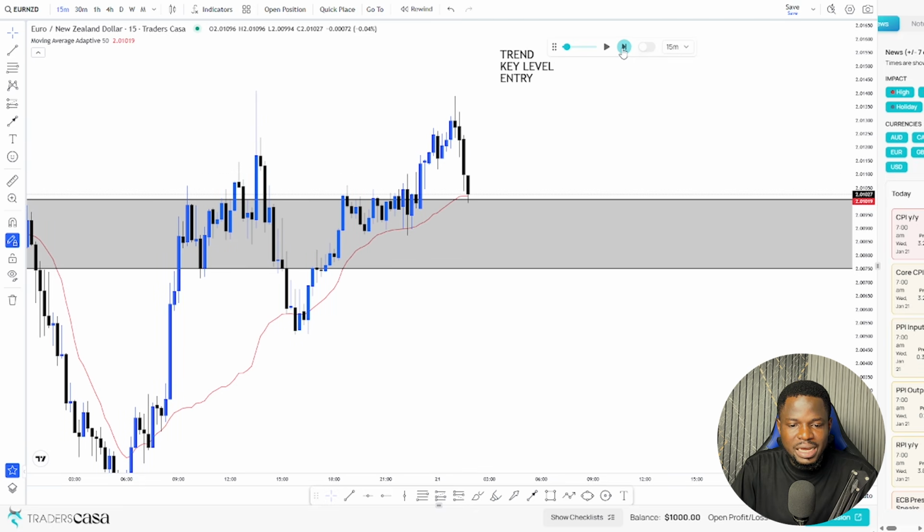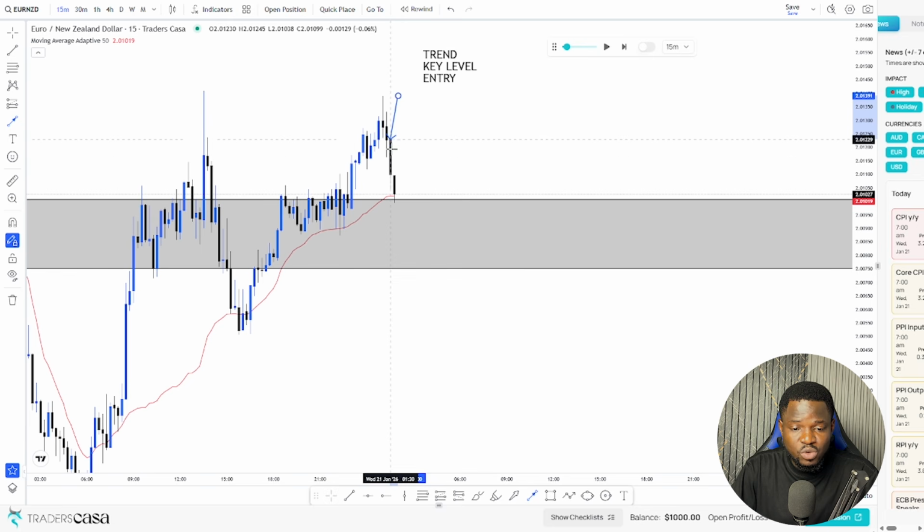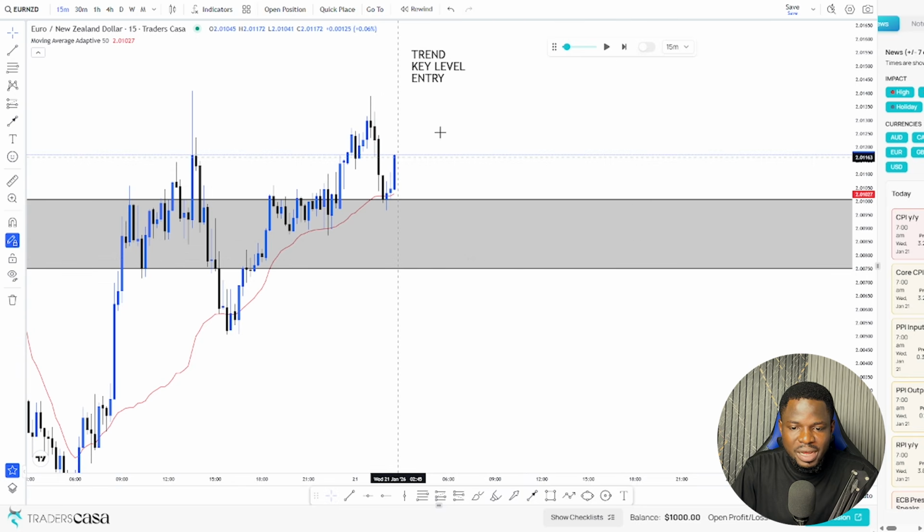Price is coming back to the 50 EMA. Let's see if this momentum will break this 50 EMA to the downside or not. Now price is going to the upper side at this 50 EMA retest zone.